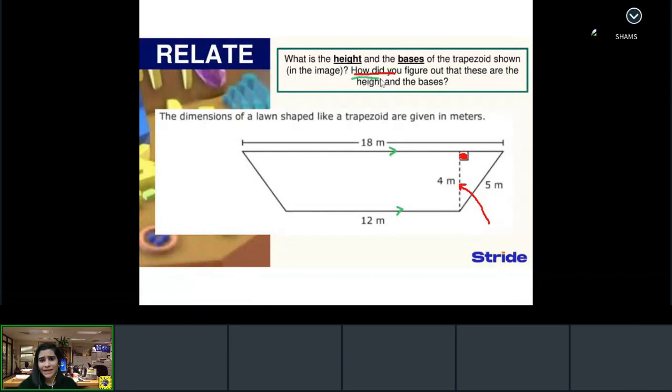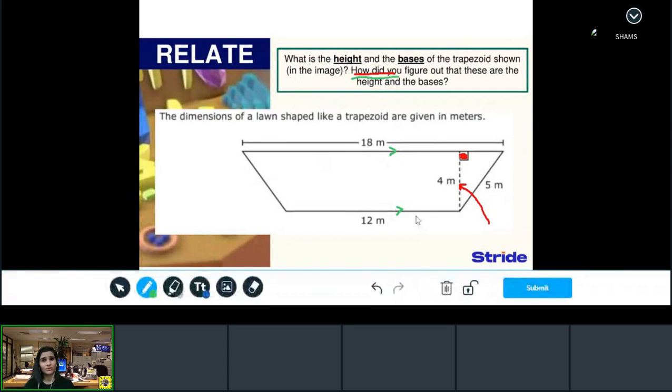How did I figure it out? Because these two sides of the trapezoid are parallel, that makes them the bases.